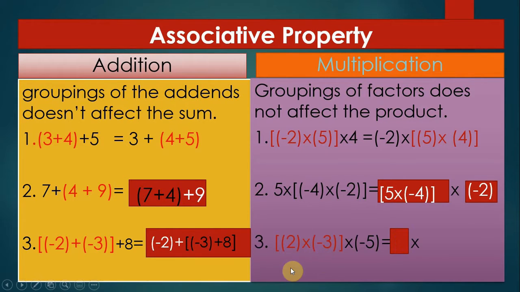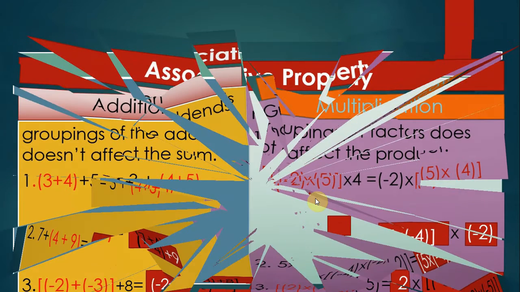Okay, let's have number 3. Now, what are the numbers that were grouped on the left side? These numbers are 2 and negative 3, and outside is negative 5. What do you expect are the numbers to be grouped on the right side? Obviously, the numbers to be grouped on the right side are negative 3 and negative 5. Now, when we evaluate 2 times negative 3 times negative 5 on the left side, its answer is the same as the answer on the right side. So that is what we call groupings of factors does not affect the product. Okay, next.